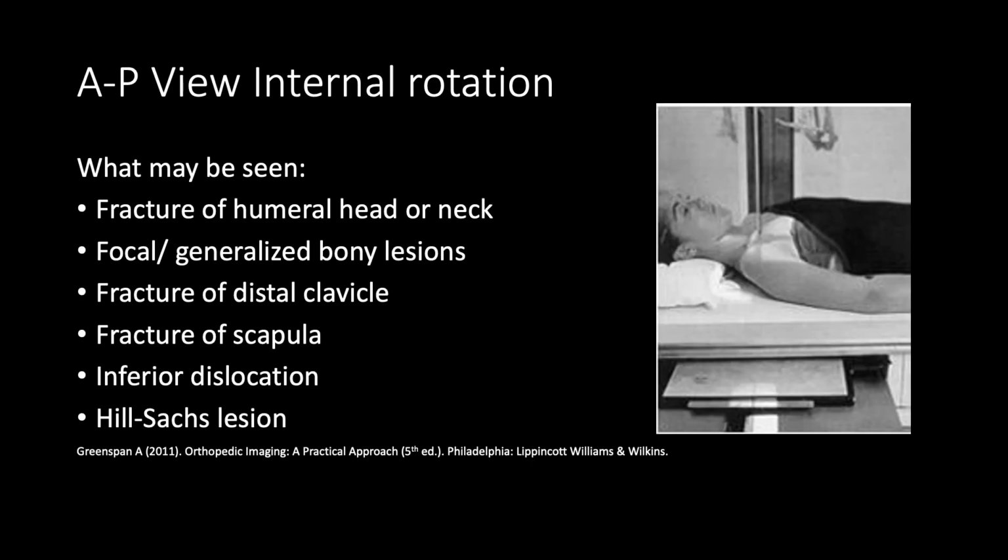The other view is an AP and internal rotation of the humerus. So here you're looking for the same thing, fractures of the humeral head or neck, any bony lesions. You can see the distal clavicle, you can see the scapula, and the inferior dislocation and Hill-Sachs lesions with this one. So as you see, the X-ray beam is directly into the shoulder with the humerus in internal rotation.